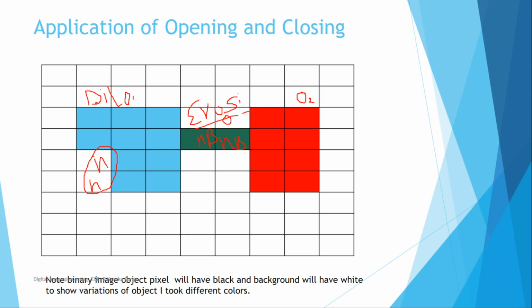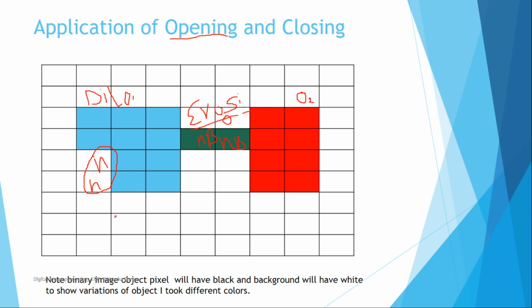So depending upon which one we apply first, it comes under opening or closing. Suppose I apply erosion first and then dilation, then it is the opening operation. Or else, if I apply the dilation first and then erosion, then it is the closing operation. So we have to see the scenario depending upon which one we apply first. It comes under the category of opening and closing operation.